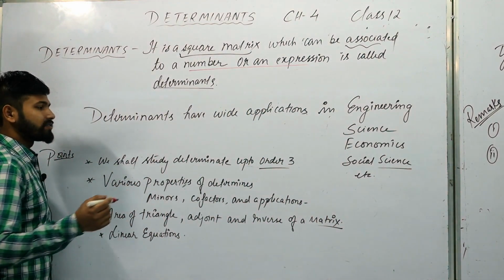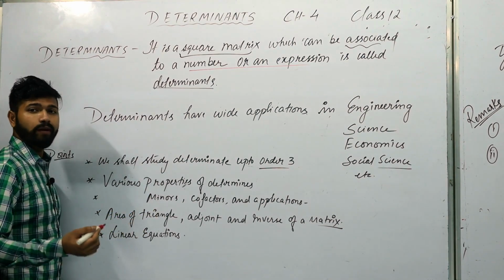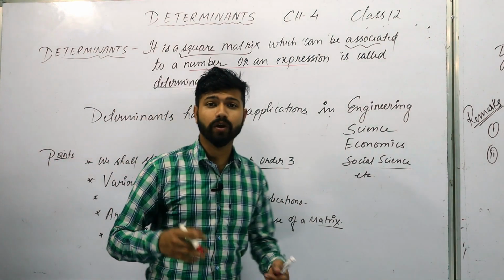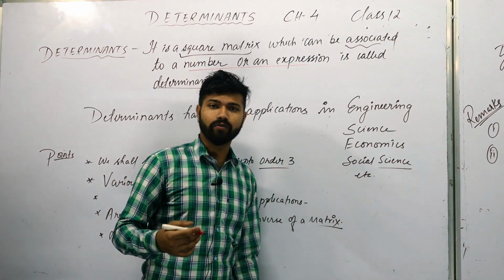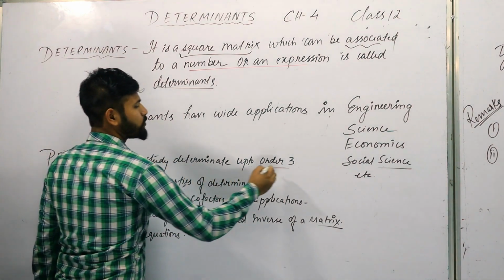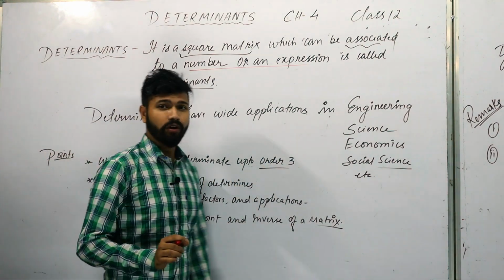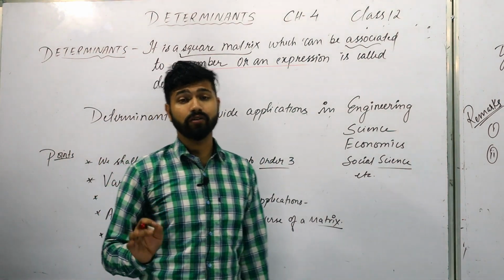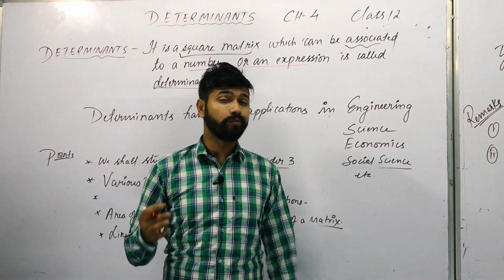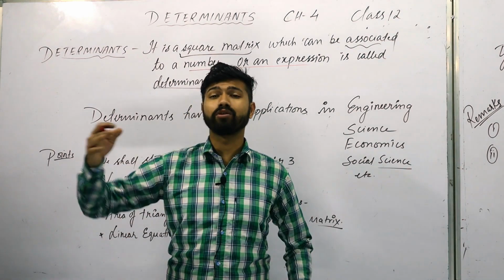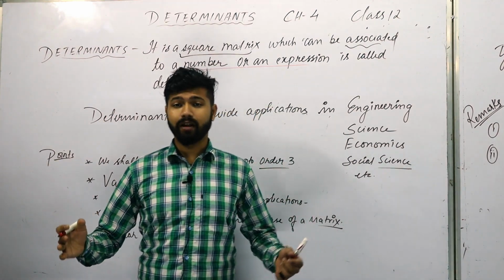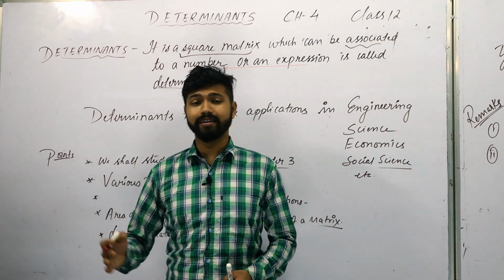Let us see the points to remember, and what we are actually going to discuss here, meaning what you can find or solve after the completion of the chapter. Firstly, we shall study determinants up to order 3, meaning the maximum order in this chapter will be 3 by 3. 1 by 1, 2 by 2, 3 by 3. Maximum order will be 3 by 3, because if it is more than that, 4 by 4, 5 by 5, it will be very complex and very time consuming to find the value of the determinant.